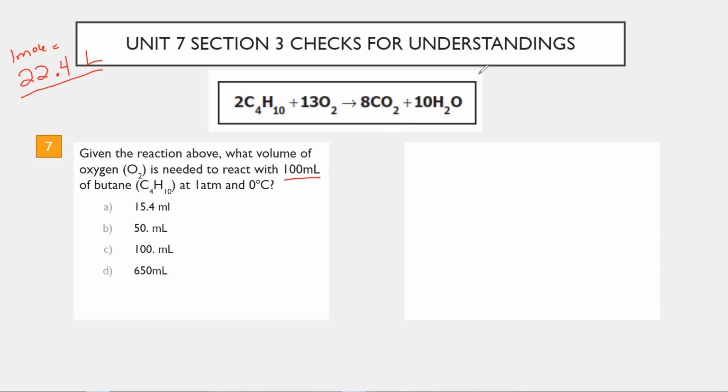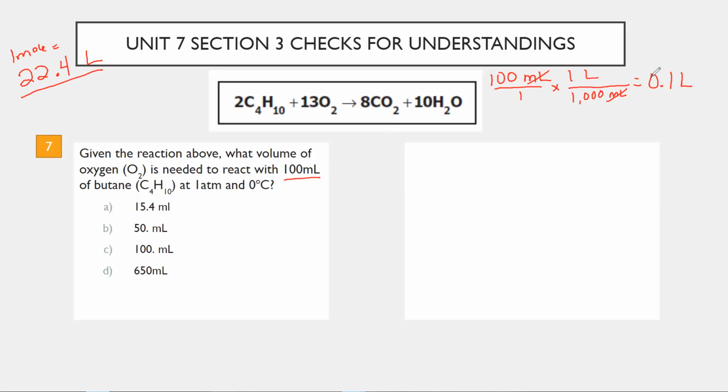Like I said, I'm just going to convert that to make it easier. We're working with liters, just to show you. Y'all need practice with this anyway. So you have 1 liter is equal to 1,000 milliliters. Liters cancel, and you end up with 0.1 liters. All right, so that's what we're working with.